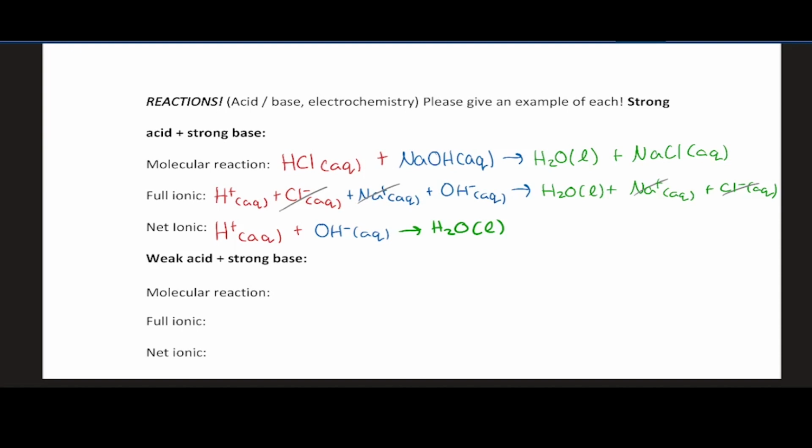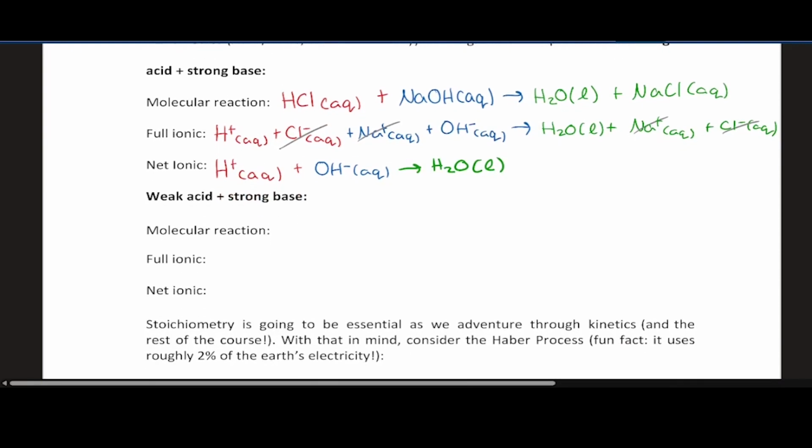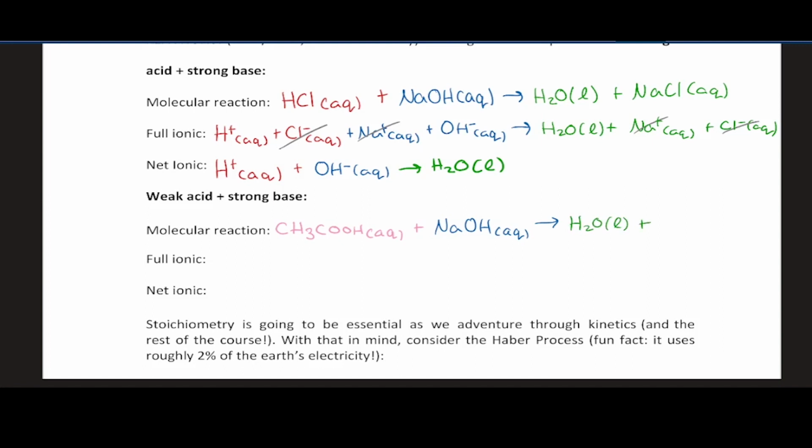Now how does this change when we have a weak acid and a strong base? For a weak acid, we could use something such as acetic acid, which is CH3COOH, and if you remember from earlier, the COOH is a carboxylic acid. And for our strong base, again, we'll just use this NaOH. When these react, what we get is again water, because we're reacting an acid and a base, plus another salt. This time we have sodium acetate.